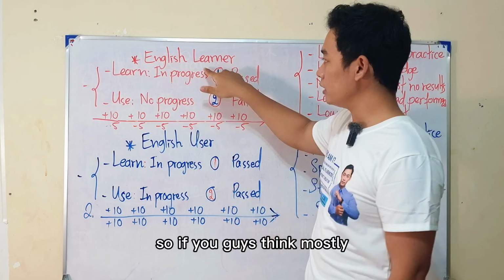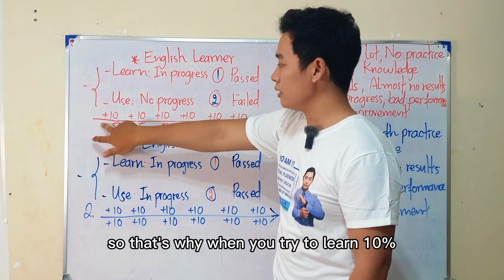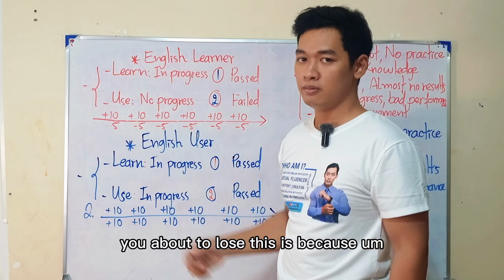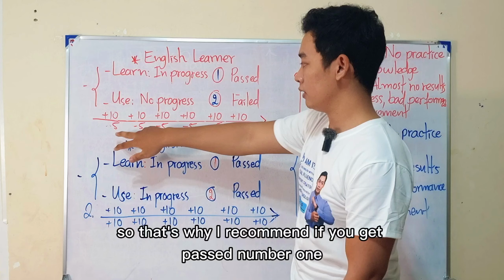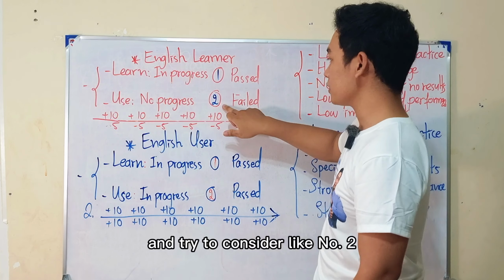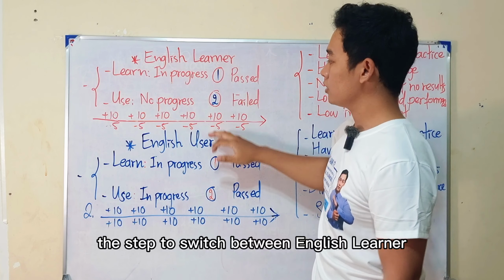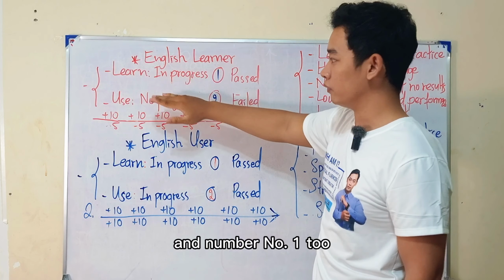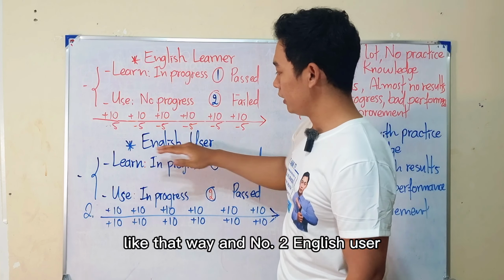So if you think you are mostly in this step, consider moving on, okay? That's why when you try to learn 10%, you are about to lose. This is because you don't have the practical system of using the language, see? So that's why I recommend that you get past number one and consider number two, which is so important. The step to switch from English learner to English user depends on the practice. Number one too, we encourage you to do more things with English that way. And number two, English user.